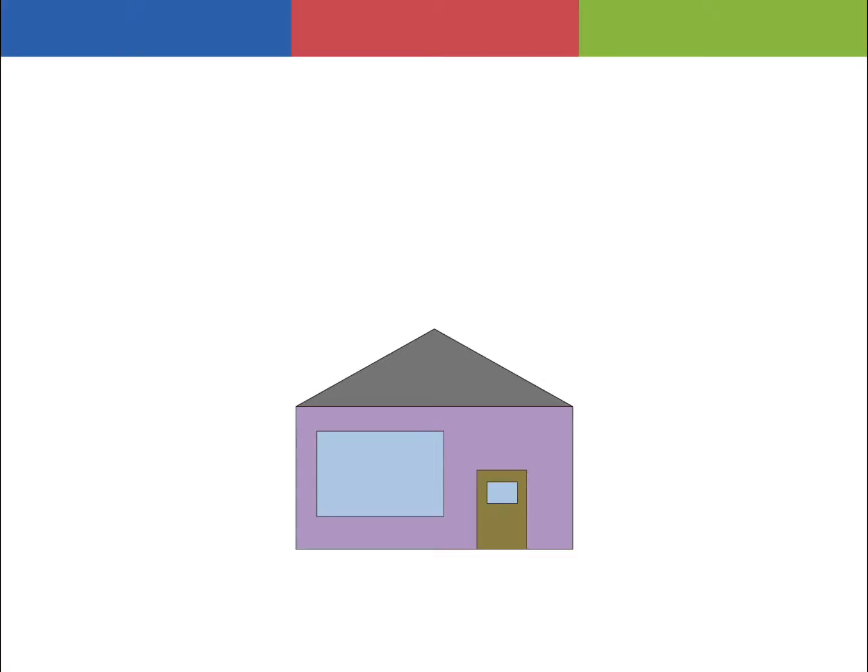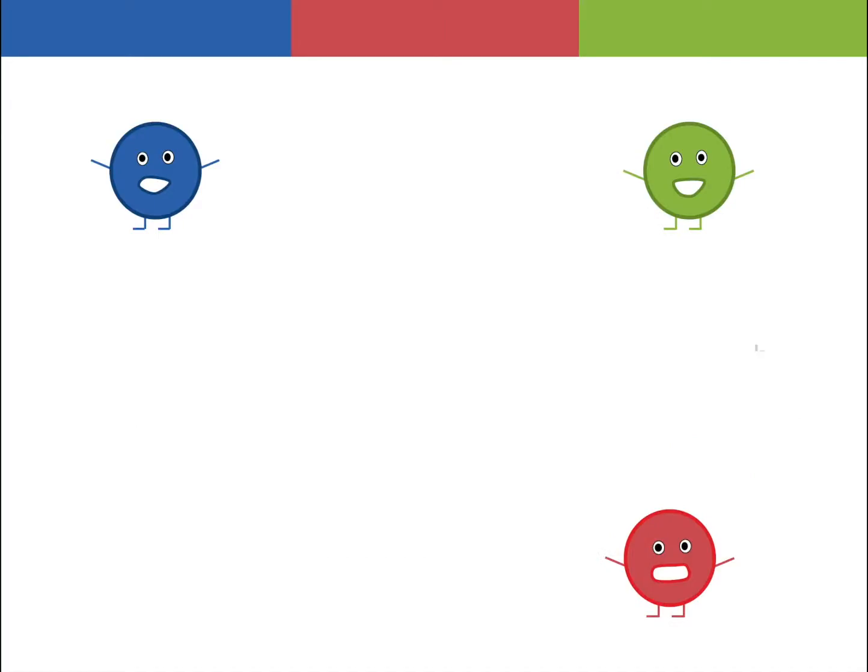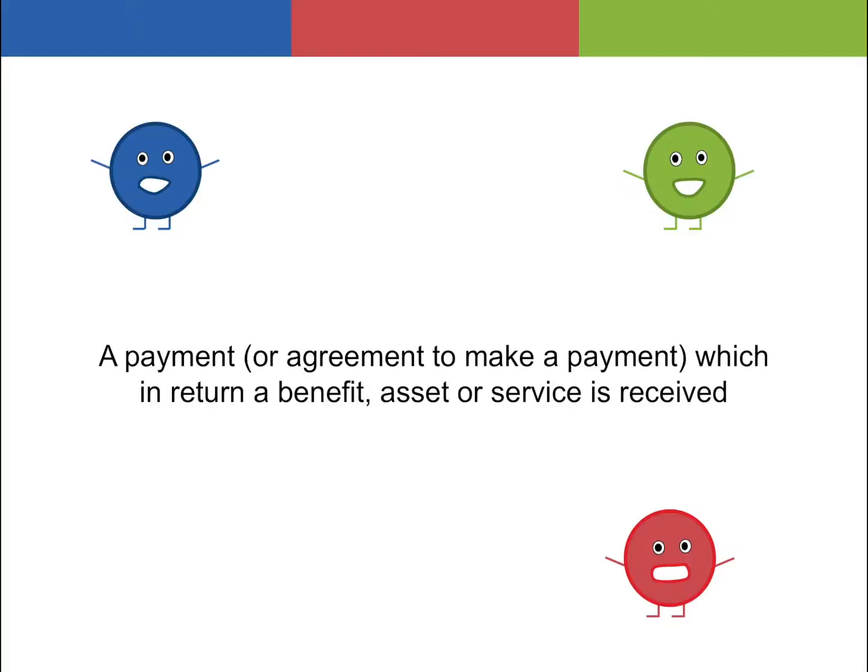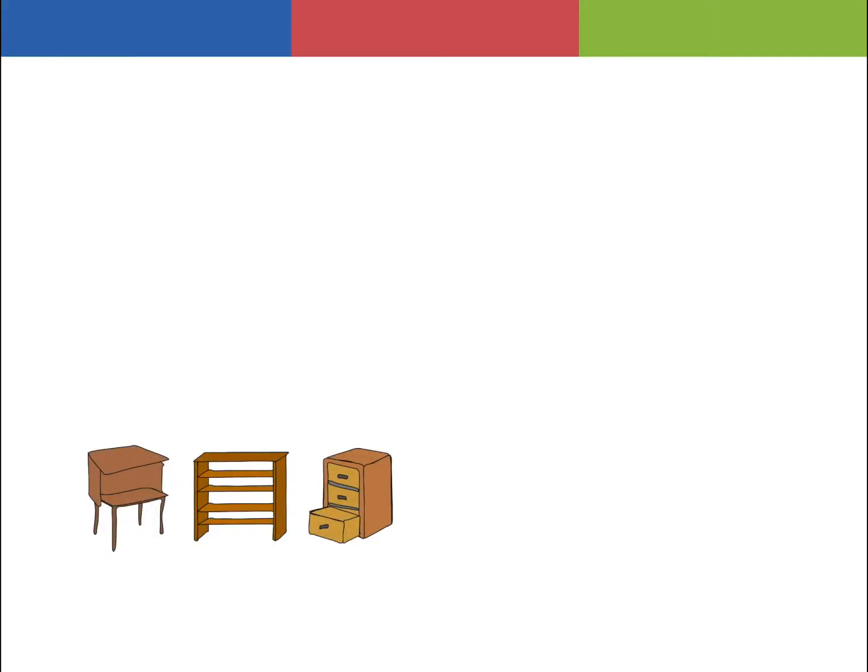Usually, a business will have cash coming in, which can be known as income, and cash going out, which can be referred to as expenditure. Expenditure can be defined as a payment or agreement to make a payment, in return for which a benefit, asset or service will be received. Business expenditure can range from the purchase of office furniture to paying the petrol bill to refill a van.